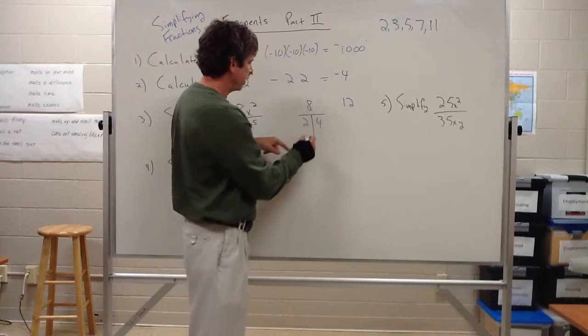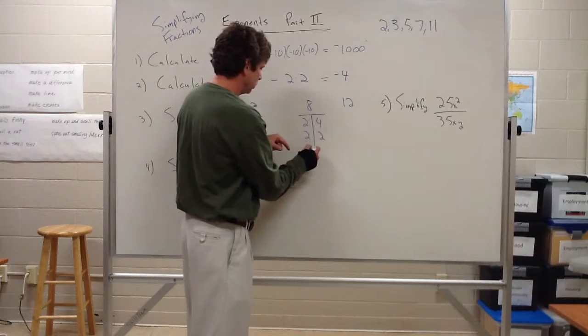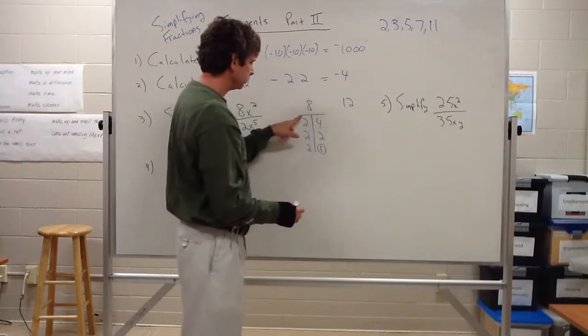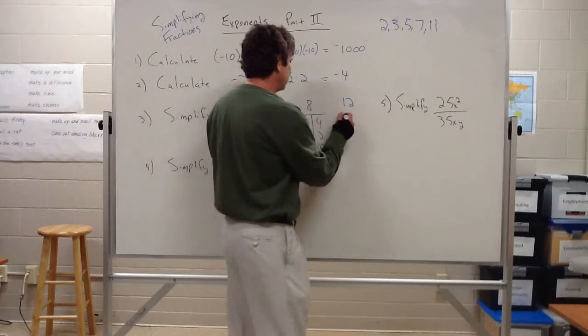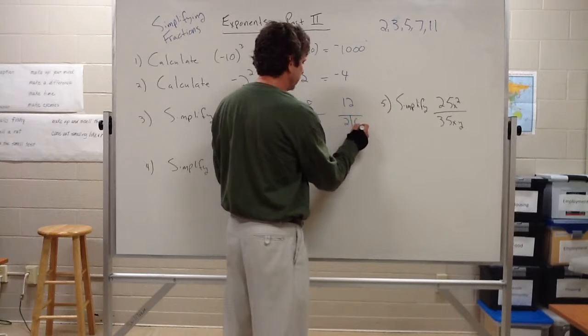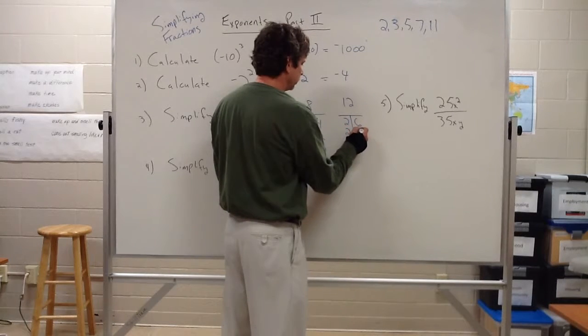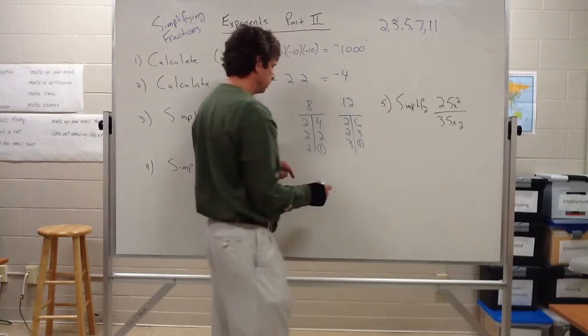The 4 can be divided by 2. 2 goes into 4 twice. 2 goes into 2 1 time. So that's the factorization of our 8. The factorization of our 12 is, again, that 2 will work. 2 goes into 12 6 times. 2 goes into 6 3 times. 2 doesn't work for 3, but 3 goes into 3 1 time.